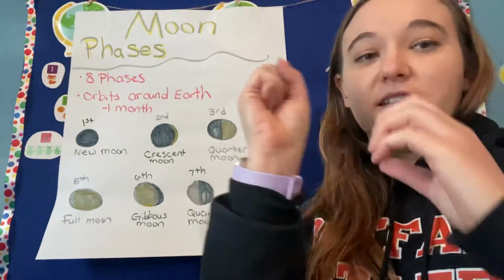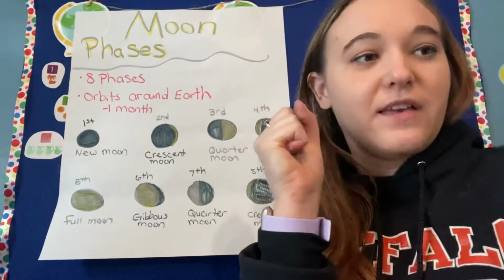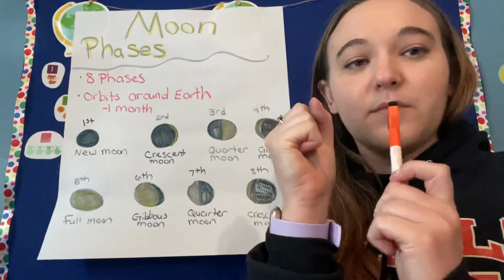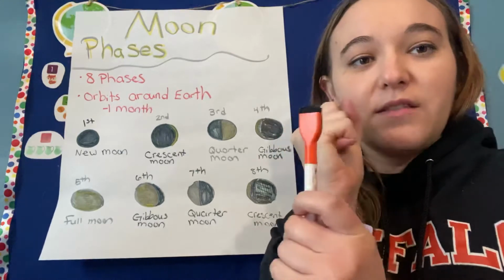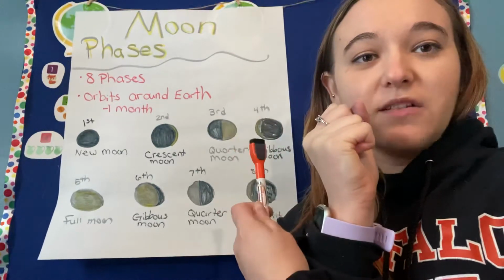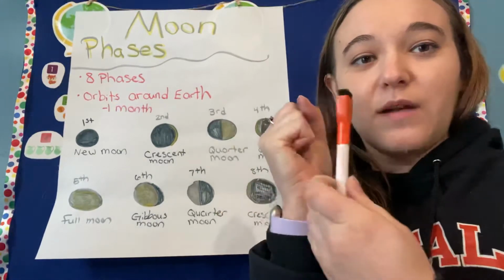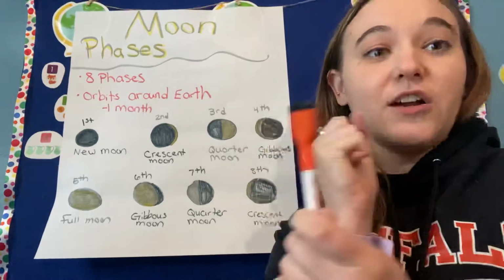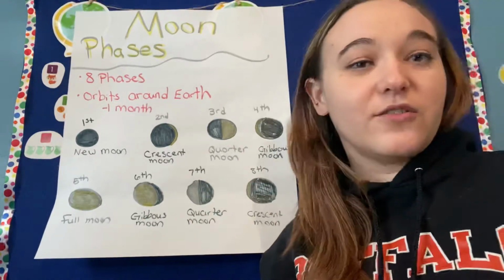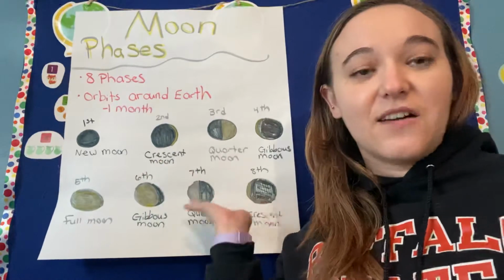So say this is the Earth and this is the moon. The moon goes around the Earth, and it takes 1 whole month for the moon to go around the whole entire Earth. That also creates the 8 phases of our moon.